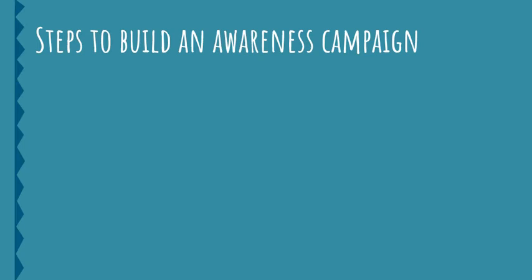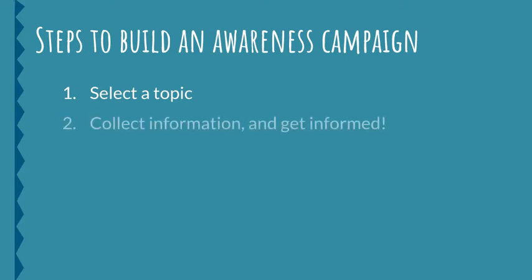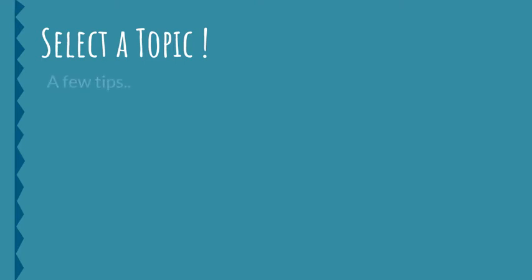Here are some basic steps when building out an awareness campaign. First, of course, you want to select your topic. Then, make sure you collect information and get informed. And then, you come up with your plan of action. Let's go through selecting a topic. Here are a few tips for you. Passion. People gravitate towards passion. You want to choose a topic that is near and dear to your heart.